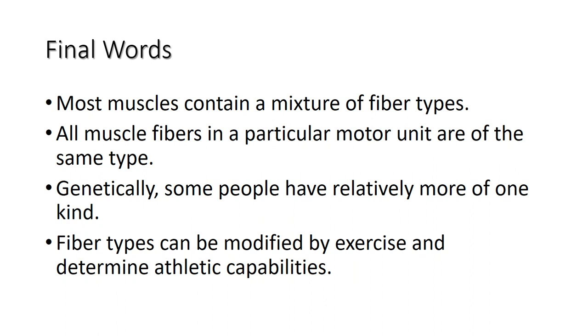For example, muscles of marathon runners have a high percentage of slow oxidative fibers, about 80%, while those of sprinters contain a higher percentage, about 60%, of fast oxidative and glycolytic fibers. Interconversion between the fast fiber types occurs as a result of specific exercise regimes.